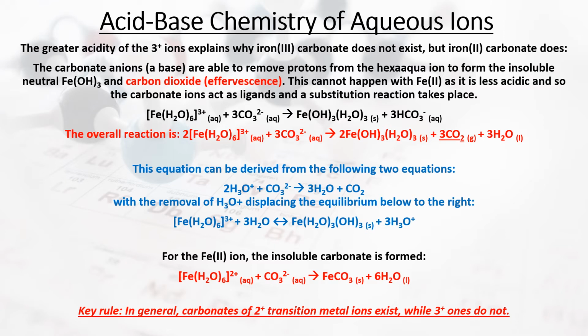And so we have our Fe(H2O)6 2+ hexaaqua ion this time, reacting with our carbonate anion, and this simply produces the insoluble iron carbonate, FeCO3, and we kick off our 6 water molecules. The key rule, another general rule here, is that carbonates of 2+ transition metal ions exist, for example iron 2+ carbonate, but the 3+ ions, for example iron 3 carbonate, do not exist. Instead, you get the hydroxide produced, carbon dioxide and water, because you have an acid-base reaction rather than a ligand substitution.